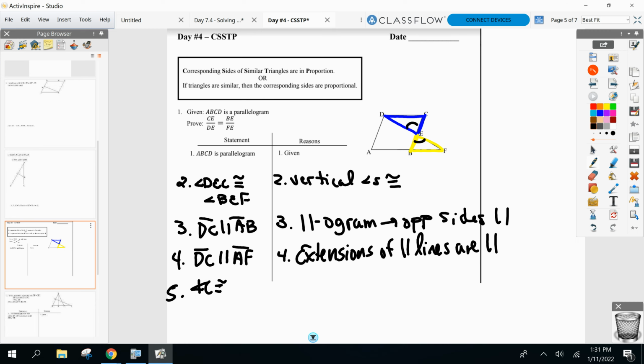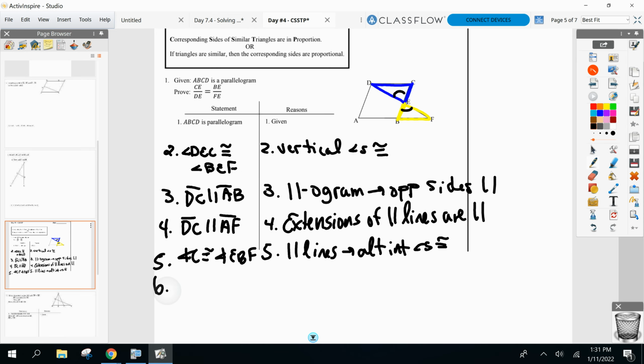So angle C congruent to angle EBF. Or if you put in your proof angle F congruent to CDE, that's fine too. Same reason. Parallel lines imply alternate interior angles congruent. And now you have angle. Just please make sure when you write your similarity statement, one, it's in the right order, and two, you use the tilde and not the congruent symbol. Triangle DEC similar to FEB.